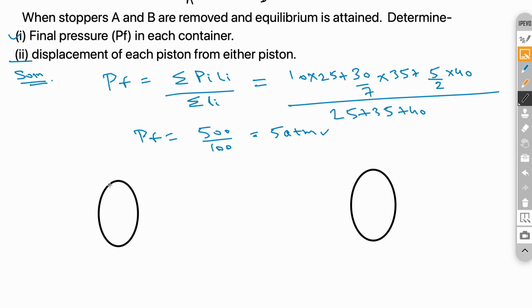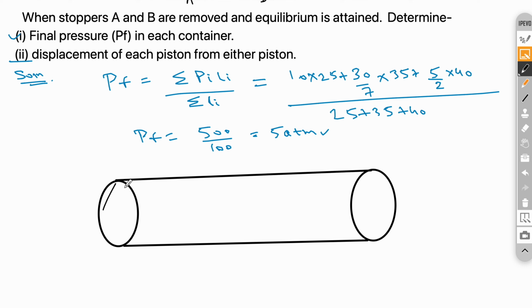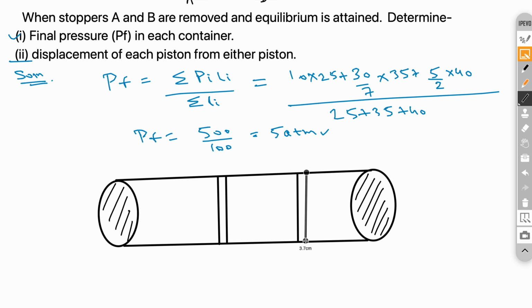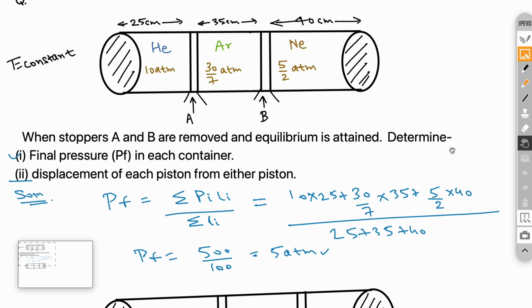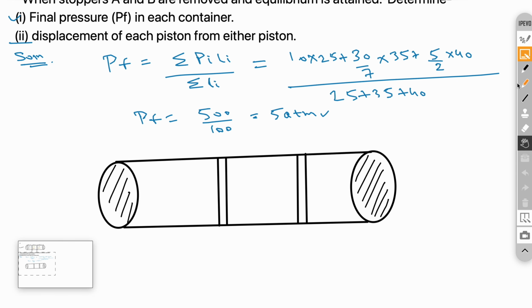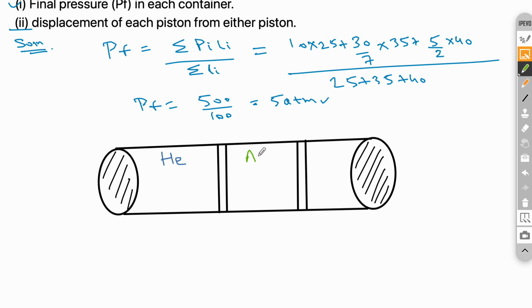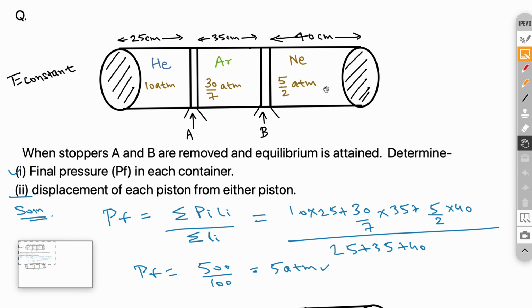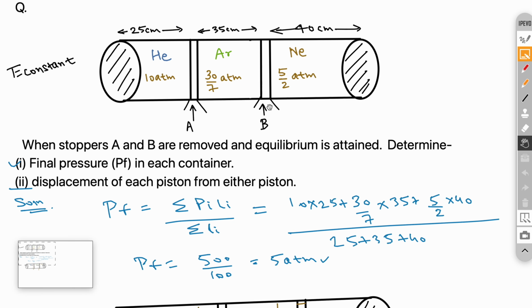Now we'll solve the second part, which is the displacement of each piston from either piston. For this we'll have to draw this diagram again and draw the condition when the stoppers have been removed. So these will move by certain distances. Let's call these distances x and y for stoppers A and B. Here we have helium, argon and neon. The pressure in each compartment will be P, which we solved here. So the helium compartment has moved by x distance, the argon compartment has moved by y distance, right? So these are the displacements of the stoppers respectively.